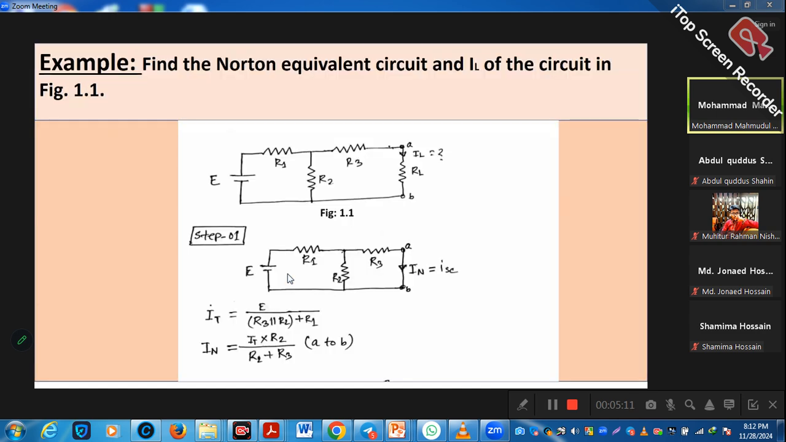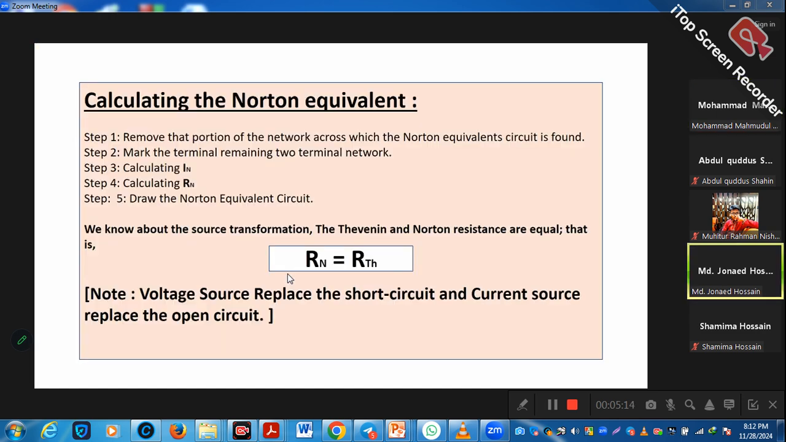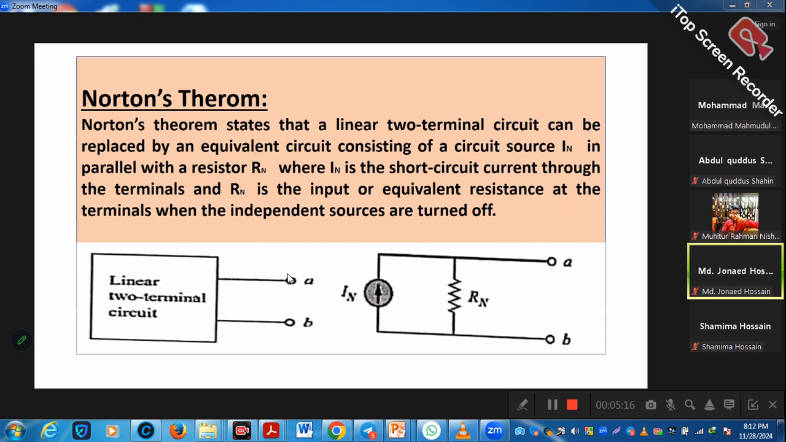Can you tell me what the basic difference is between the Norton circuit and the Thevenin circuit? The basic difference is that in the Thevenin circuit the source is a voltage source and the resistance is in series. But in the Norton circuit, the source is a current source and the resistance is in parallel. This is the main difference between Norton and Thevenin.